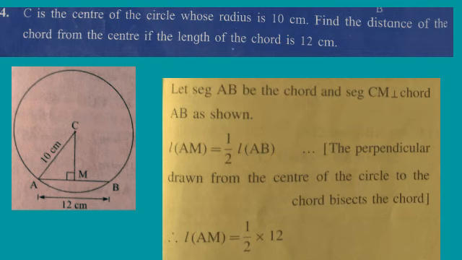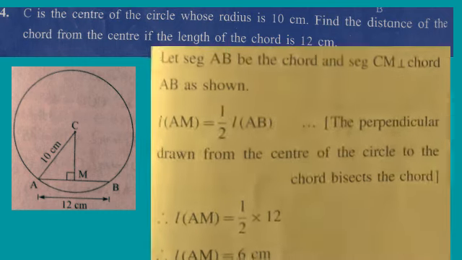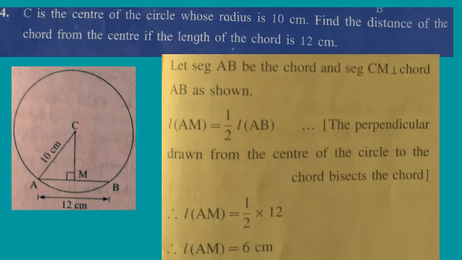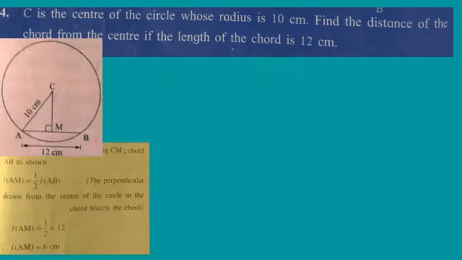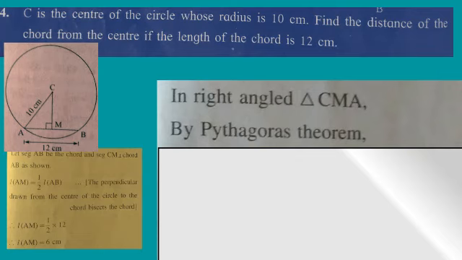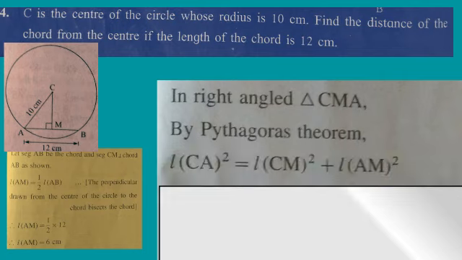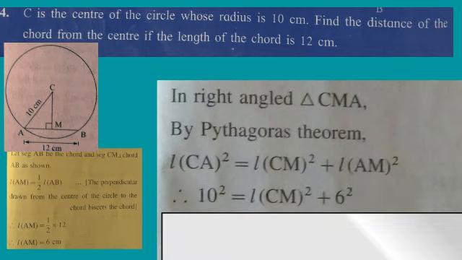Now students, let's put the values there. AM is equal to 1/2 into 12, which is our chord AB. So 2 ones are 2, 2 sixes are 12. Therefore, the length of AM is equal to 6 centimeters. Now students, let's look inside the right angle triangle. In the right angle triangle CMA, we can use the Pythagoras theorem to find the value of CM. Therefore, the hypotenuse square, which means the length of CA square, is equal to the length of CM square plus the length of AM square.